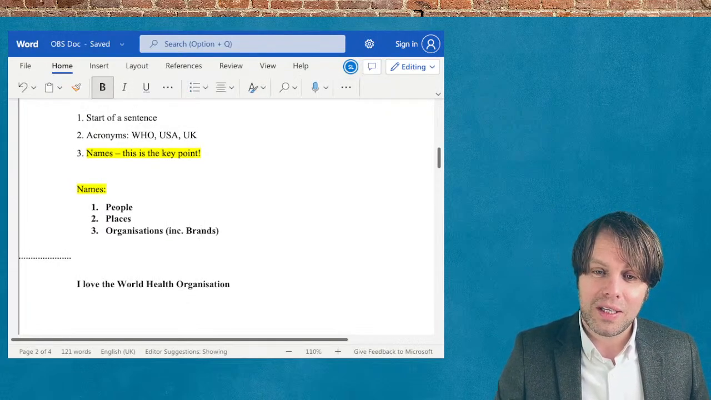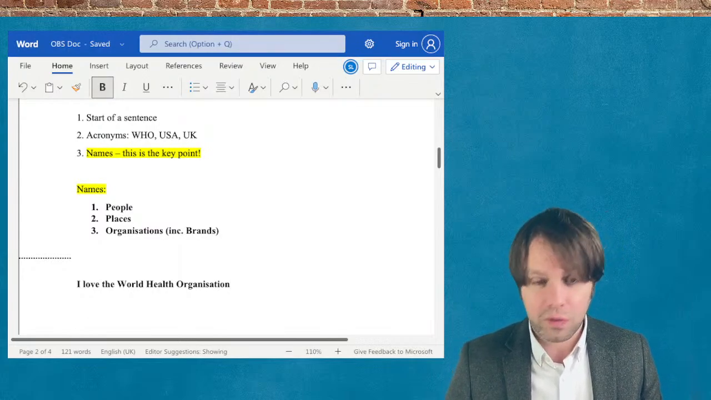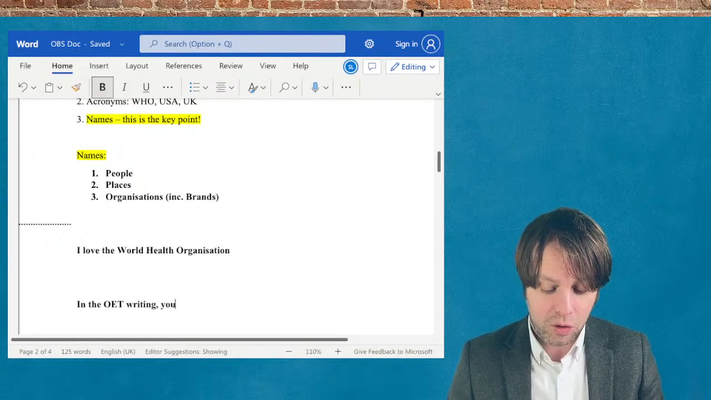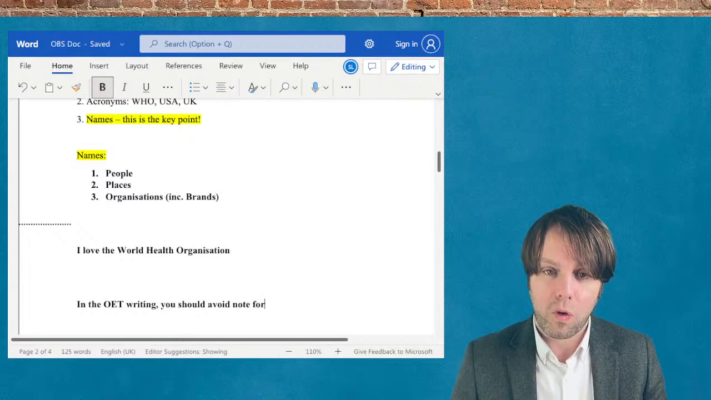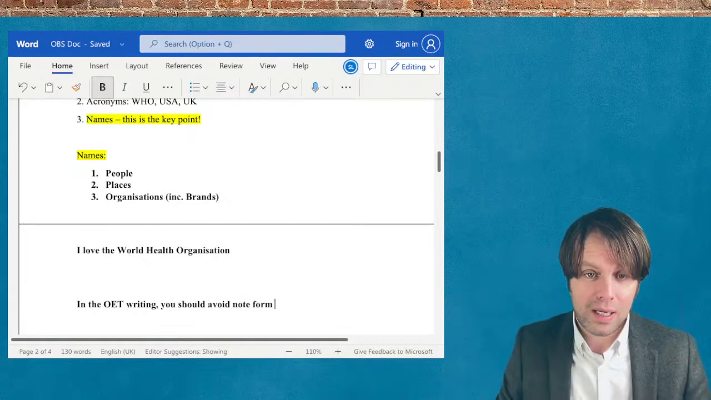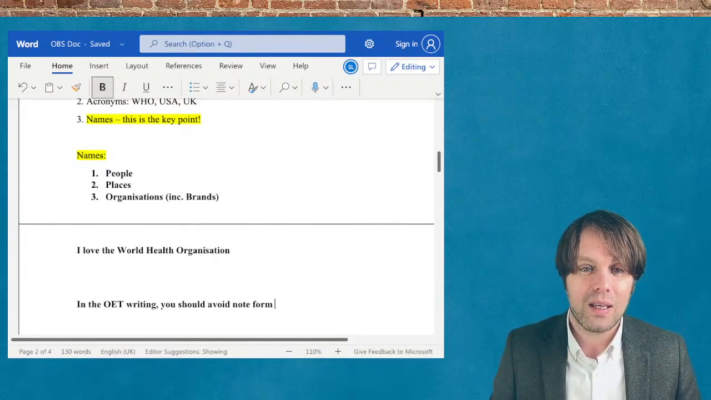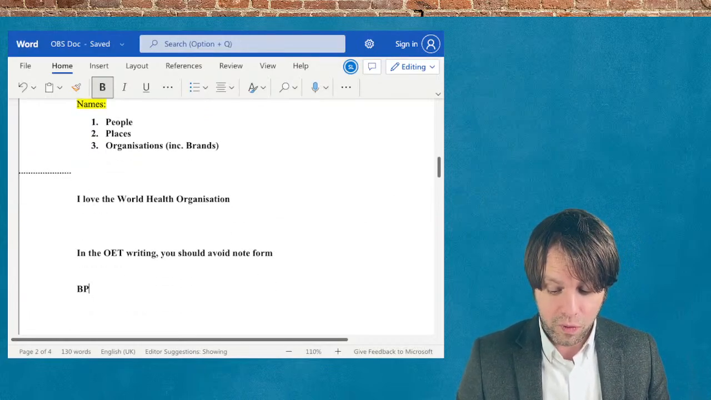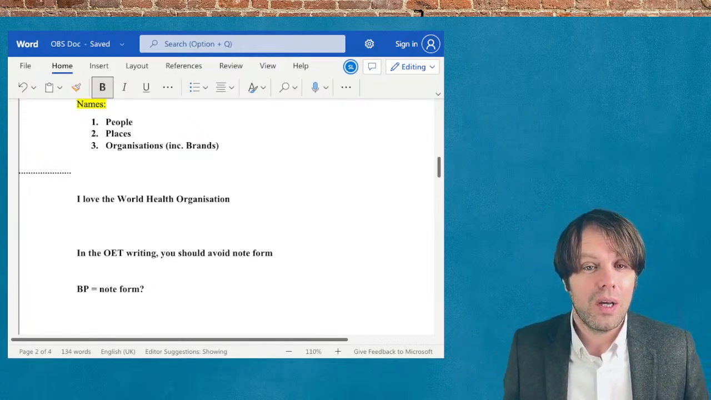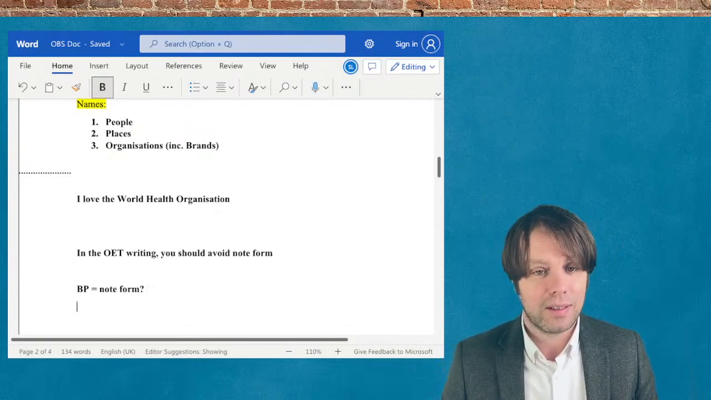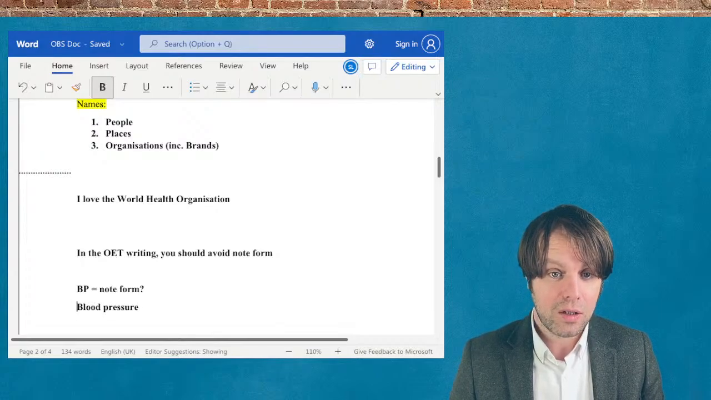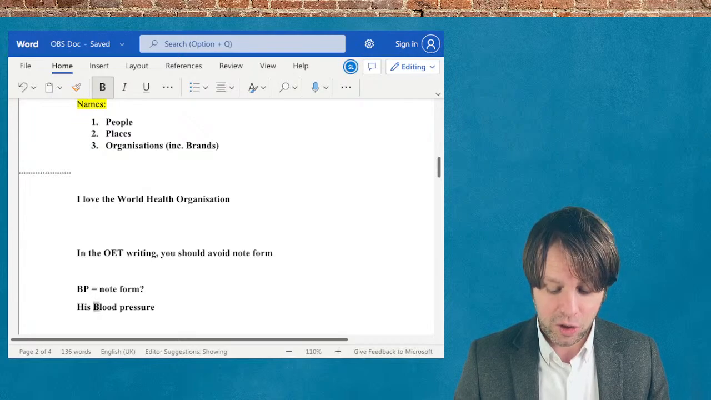But Farina, don't forget what it says in OET. OET says you should not use note form. In the OET writing, this is actually quite complicated, but you should avoid note form. That's in the question, so go and check the question. Any OET task, go to the bottom. It says, do not use note form. Is BP note form? It kind of is, Farina. So even though it's correct to capitalize, you should just say blood pressure, and then there is no capital. So you don't say his BP is high. Say his blood pressure was high.